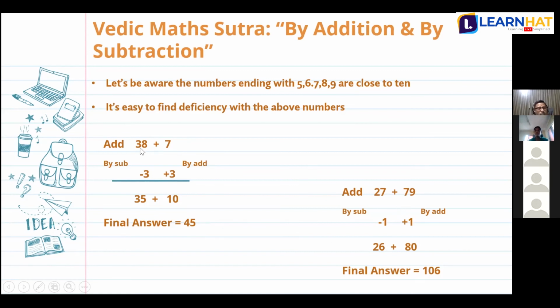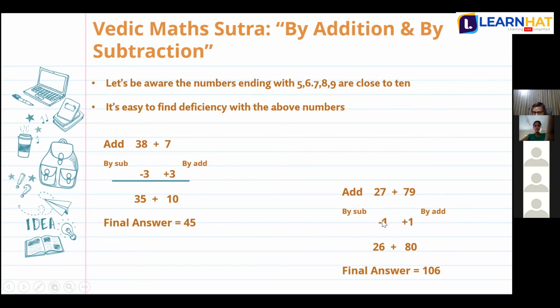This is with 2 digit and 1 digit. Now we'll try with 2 digit numbers. 27 plus 79. Okay, we all know that 79 is close to 80. Yes or no? Yes, good. Thanks for the response. So how much close to 80? 1 close to 80. So let's put plus 1. That is the rule by addition. Add means addition.